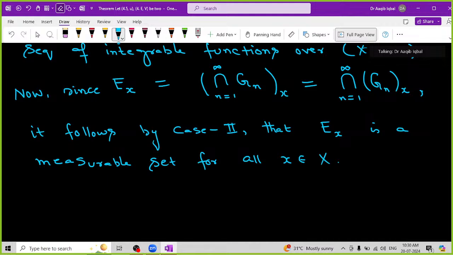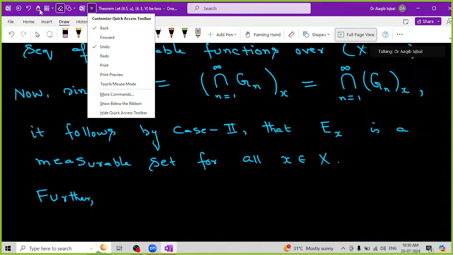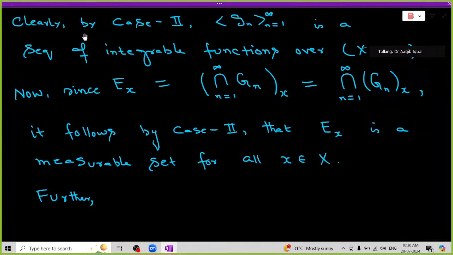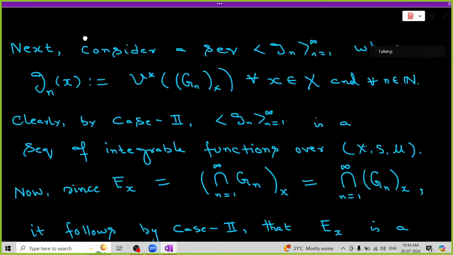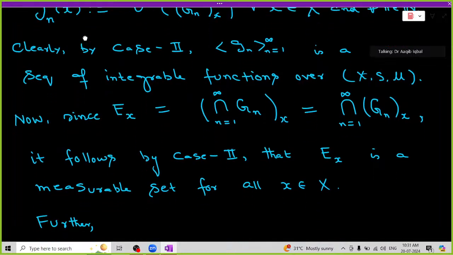All x's in X. Further, examine the integral of gn, because we have already established their integrability. We have already established that these little gns are integrable functions, so now I can integrate them.